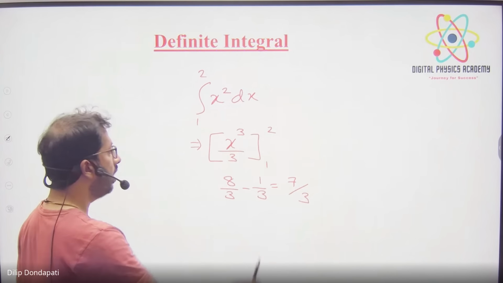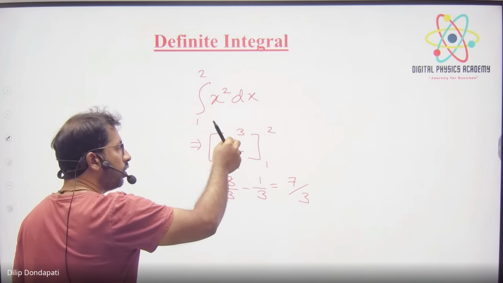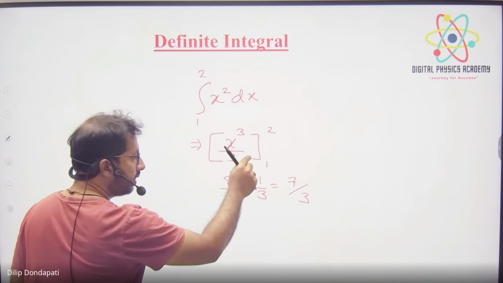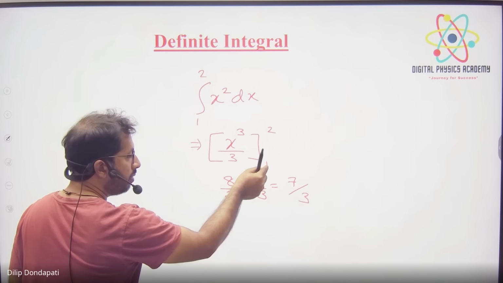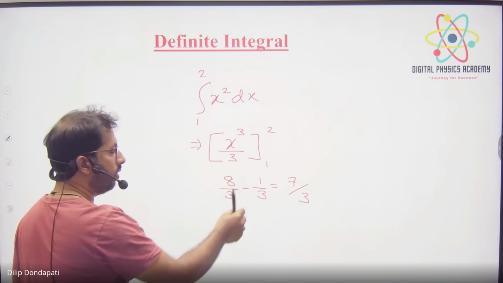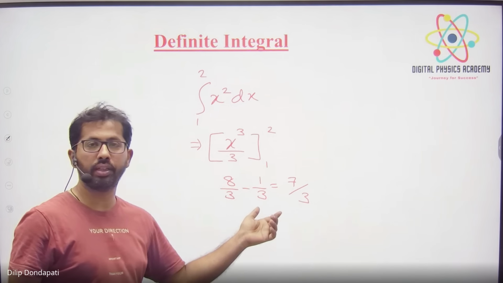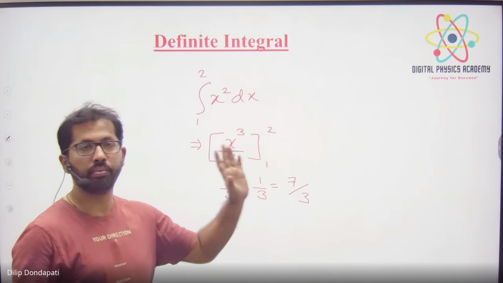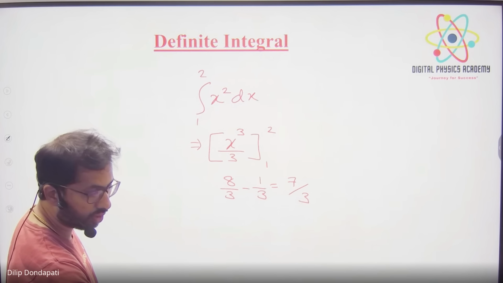Upper limit means here 2 is there. Instead of x you have to substitute 2. 2 cube is 8, 8 by 3, minus lower limit. In place of x substitute 1. 1 cube is 1, so 1 by 3. This is called a definite integral. Here plus c will not come. In definite integration, plus c will not come.